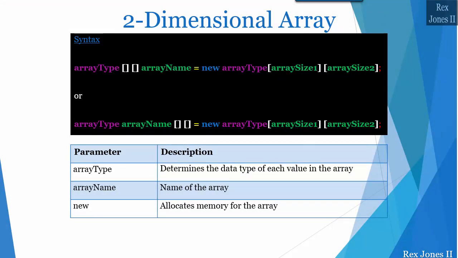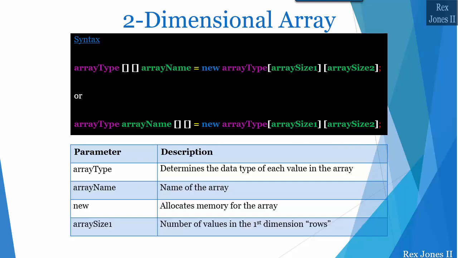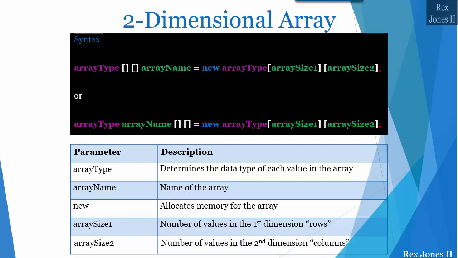Multi-dimensional arrays are arrays where the elements are arrays themselves. It's considered an array of arrays. The most common multi-dimensional array is a two-dimensional array. Notice there are two sets of square brackets. Array size 1 is the number of values in the first dimension. Array size 2 is the number of values in the second dimension.